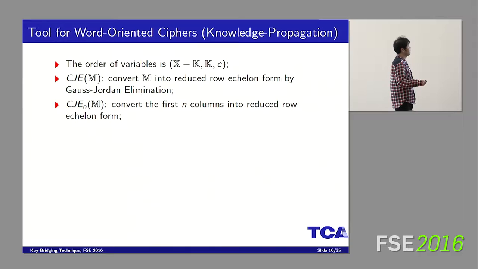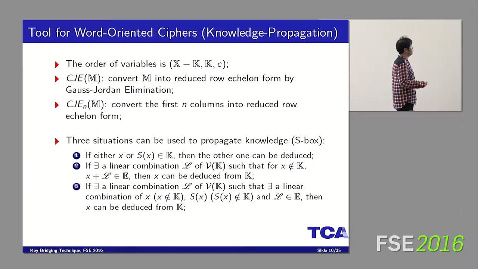For XBOSS, we still have three situations to propagate knowledge. If either X or SX belongs to K, then the other one can be deduced. If S is a linear combination of VK, such that for X not in K, X plus error is in E, then X can be deduced from K. If S is a linear combination of VK, such that S is a linear combination of X, SX, and error belongs to E, then X can be deduced from K. Gauss-Jordan elimination can deal with these three situations.